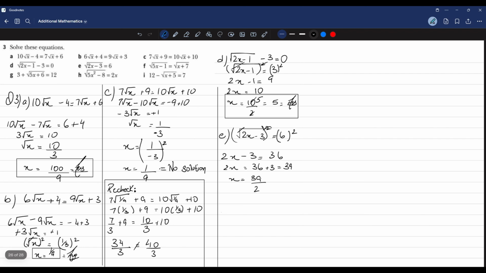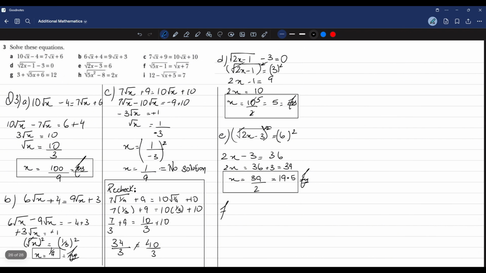You could write this in this form, or you could use your calculator to divide 39 by 2, which is supposed to be equal to 19.5. Or you could write this in this form, whatever you want, or whatever is required in the question. Right now, we do not have a specific format, so it depends on us. This is our answer.